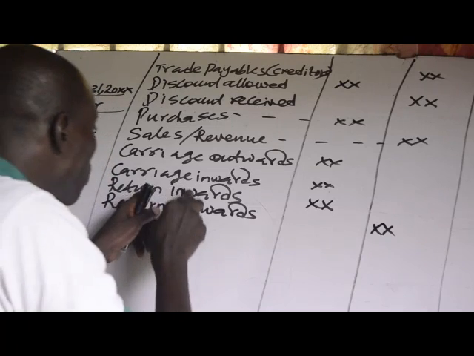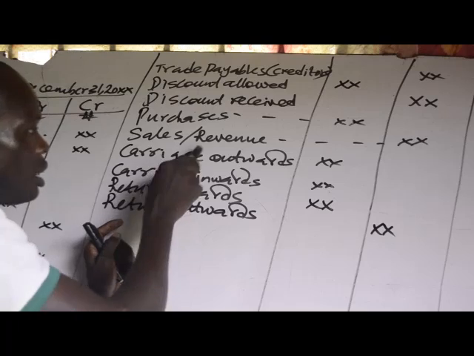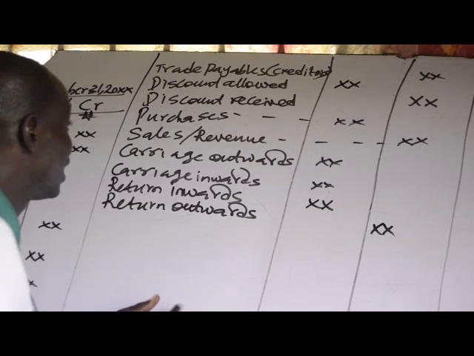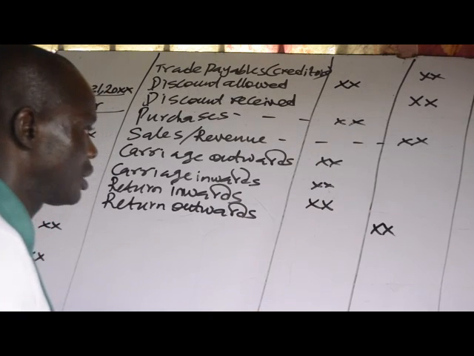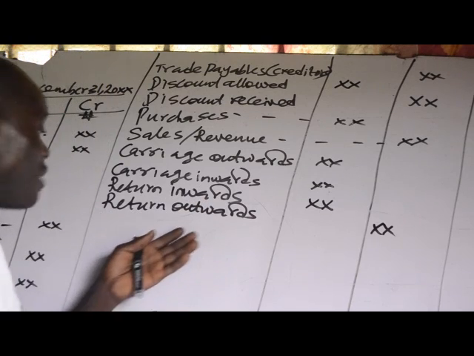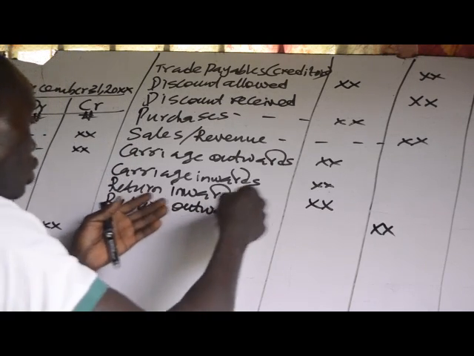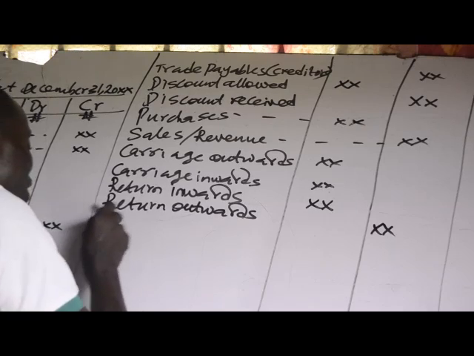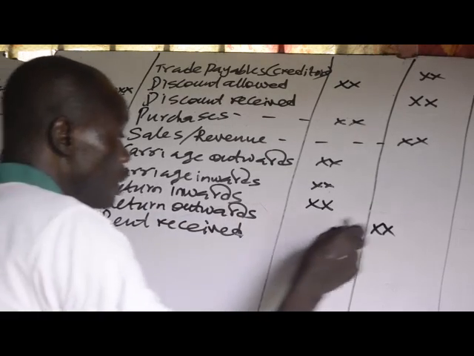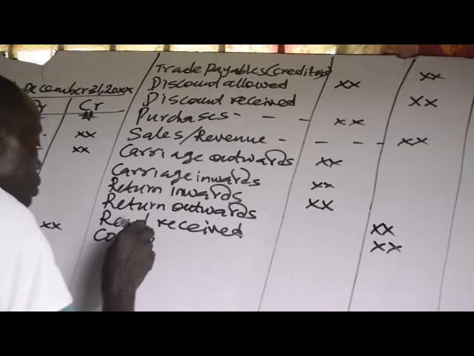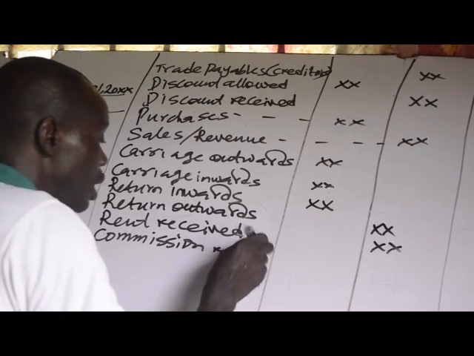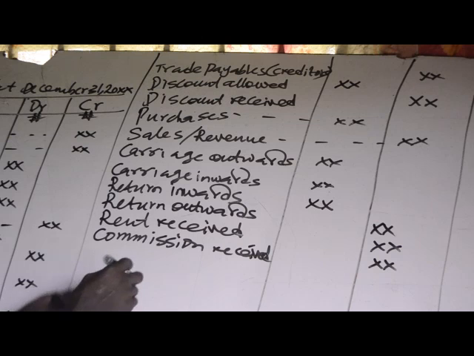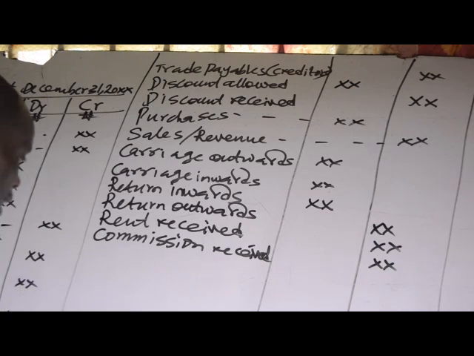So you should not confuse return inwards and return outwards with carriage inwards and carriage outwards. Both carriage inwards and carriage outwards are expenses. Since both are expenses, they should therefore be debited in the trial balance. So every other expense and every other asset should be debited. And all other income, like rent received, is an income. It should be credited. Commission received is also an income. It should be credited. So any other expenses should be debited.